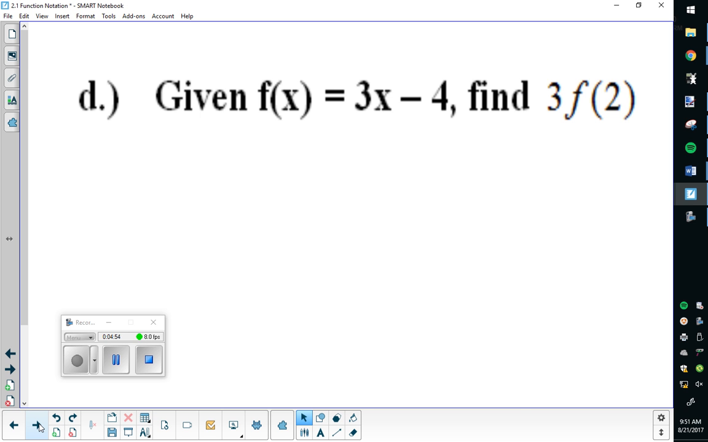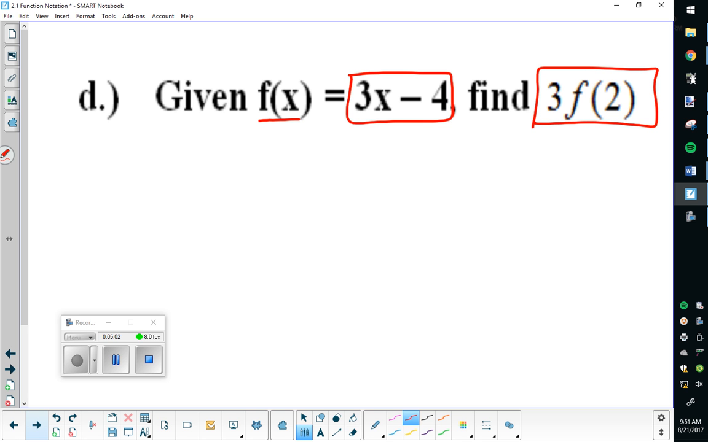Letter D says, given f of x equals this thing, our job is to find 3 f of 2. Now we're getting a little bit different. 3 f of 2. So let's write that down, what 3 f of 2 means. 3. Are we plugging anything in for 3? It's just a number, so we are going to write the number 3. When it's right next to f of 2 like that, what does it mean you're doing with 3 and f of 2?